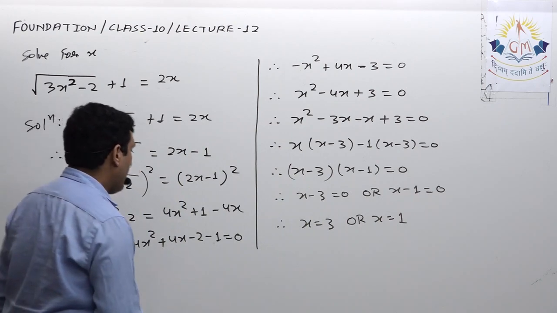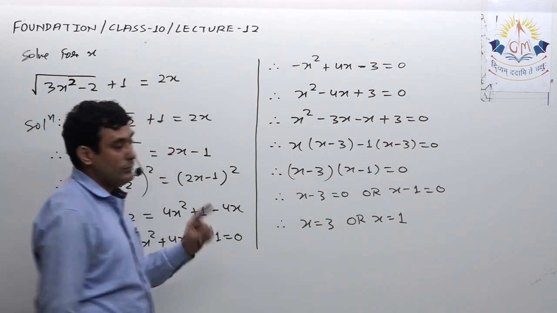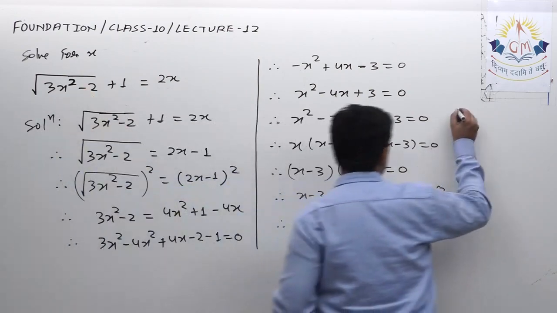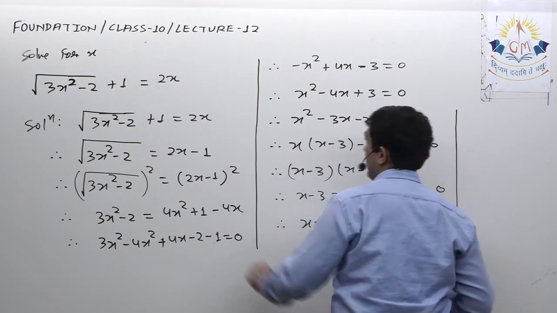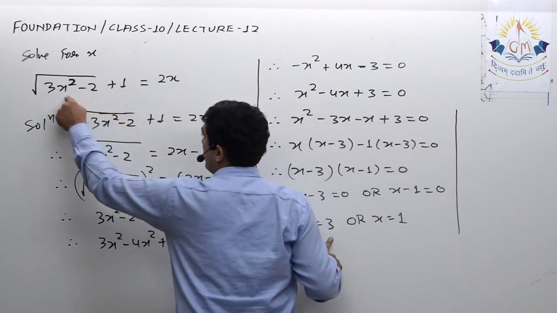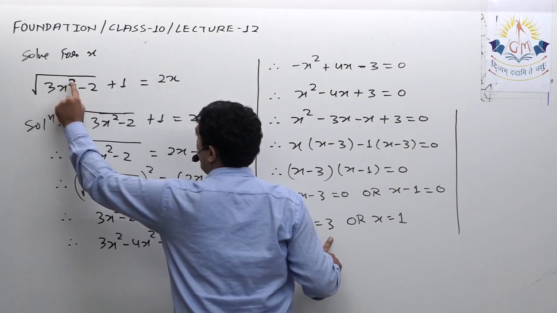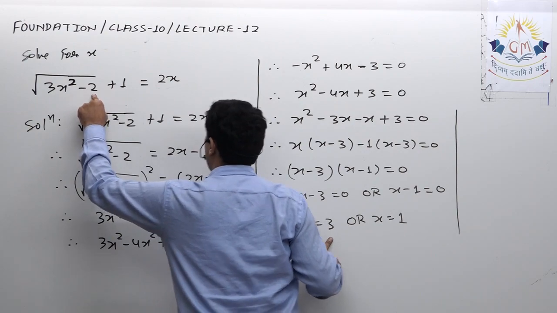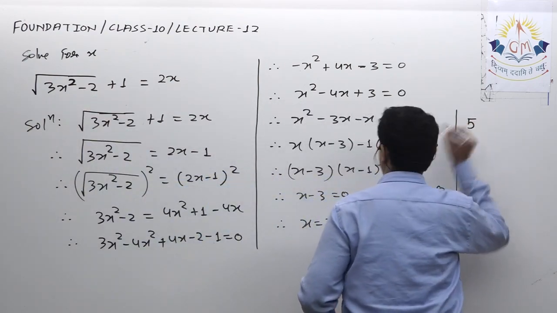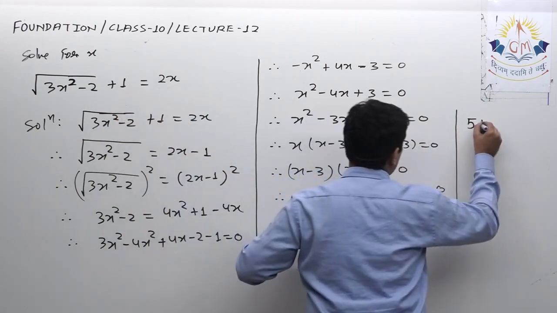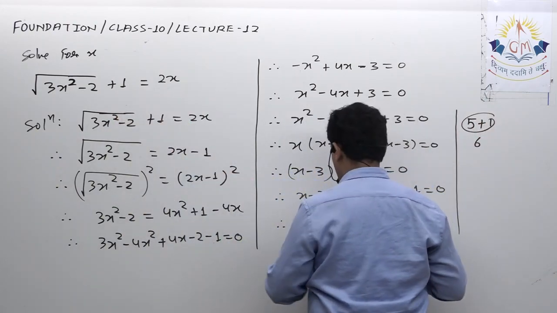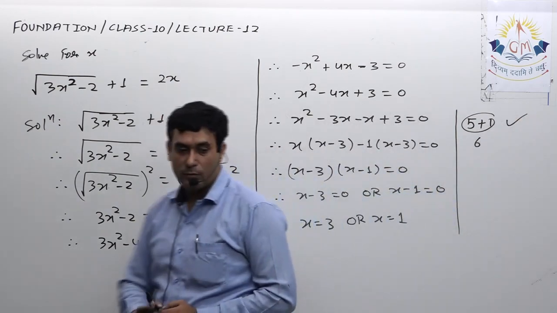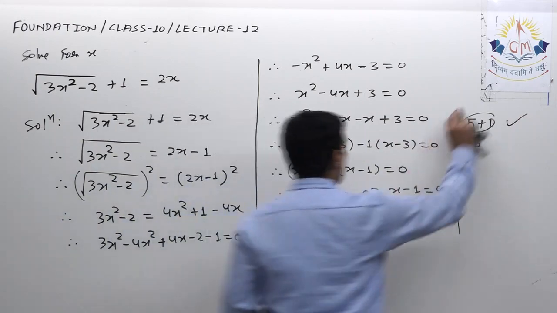Now again, as I told you, definitely we check whether these values satisfy the given equation or not. We will do that orally. So if I put x equal to 3, x square will become 9. 9 into 3, 27. 27 minus 2, 25. Root of 25 is 5, plus 1, that means 6. Now if I put x equal to 3 over here, 2 into 3, 6. Yes, so x equal to 3 is definitely a correct value.